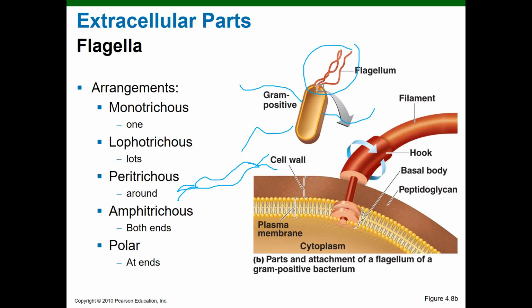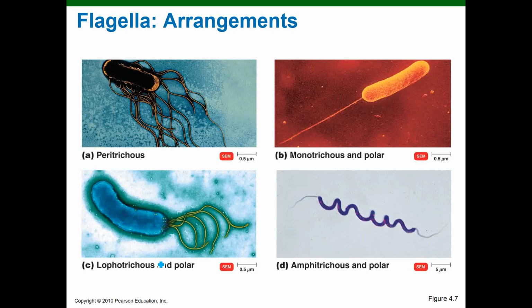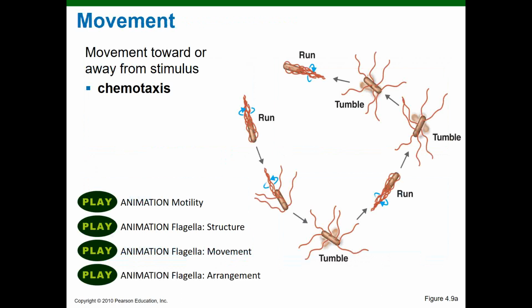There's a slide coming up that gives you examples of each. Again, I would say highlighter. This guy is peritrichous. He has flagella all around. This guy is lophotrichous and polar, so it's at one end. Monotrichous and polar, so this guy has one on one end, and amphitrichous and polar here. And these are his little tiny flagella. Cool. All right. So that's flagella.